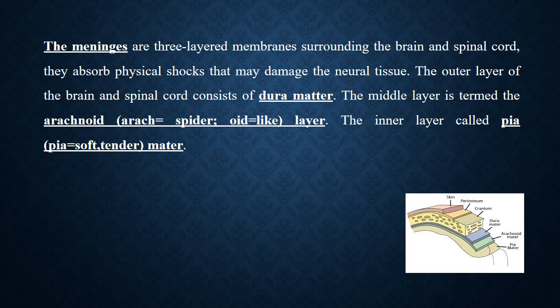The meninges are three-layered membranes surrounding the brain and spinal cord. They absorb physical shocks that may damage the neural tissue. The outer layer consists of dura mater. The middle layer is termed the arachnoid, and the inner layer is called pia mater.